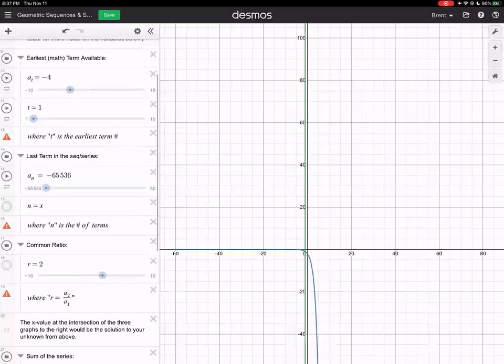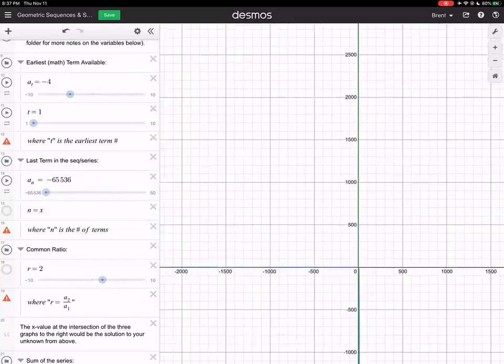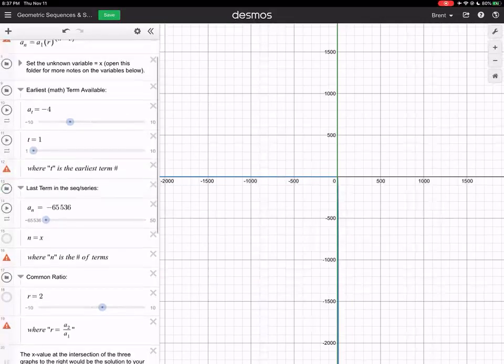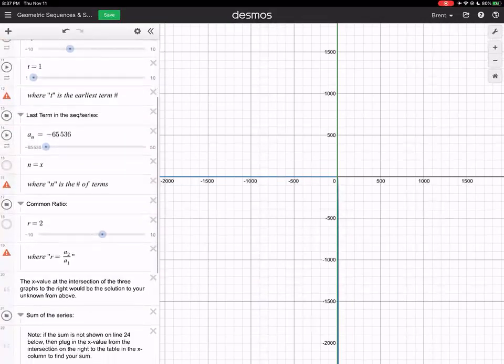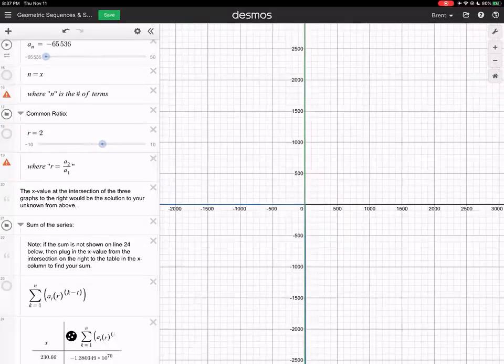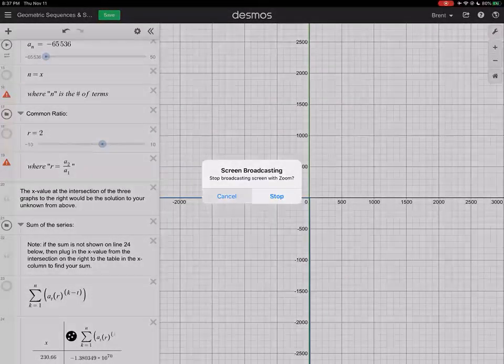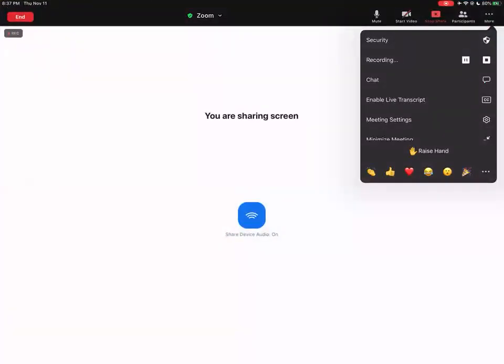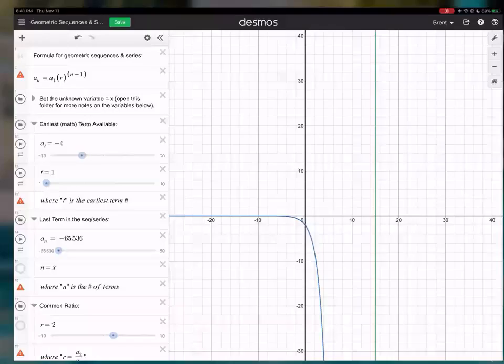I got a calculator error somewhere in here. Let me see if I typed in something wrong here. Okay, I might have to pause this and fix it real quick. All right, I found my error, fixed the calculator. So now I'm coming back.